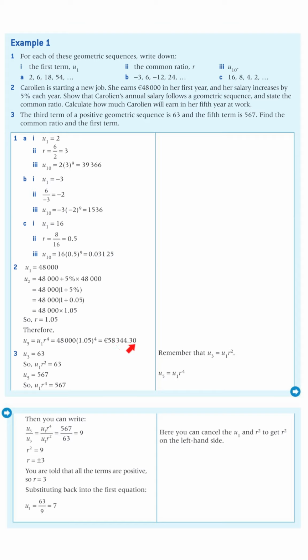€58,344.30. Now, keep in mind that in the IB exams, you need to use 3 significant figures. That is always the case. With money, however, you must put 2 decimal places. Okay, you've got to put 2 decimal places when you're dealing with money, unless the question says to round it to the nearest dollar.